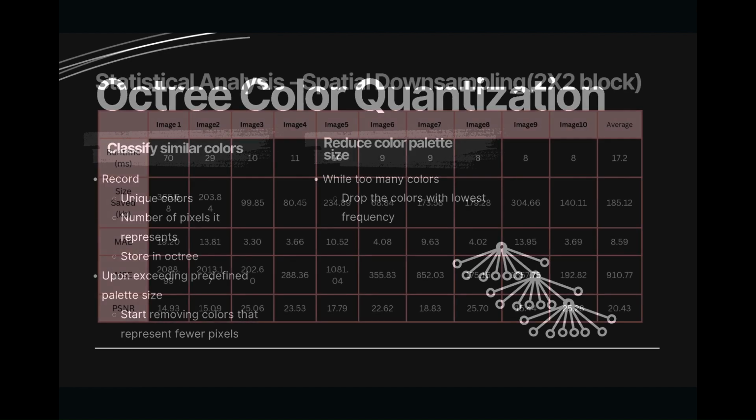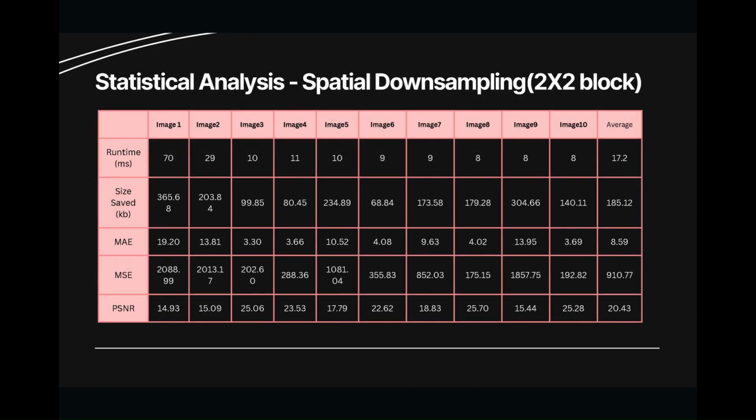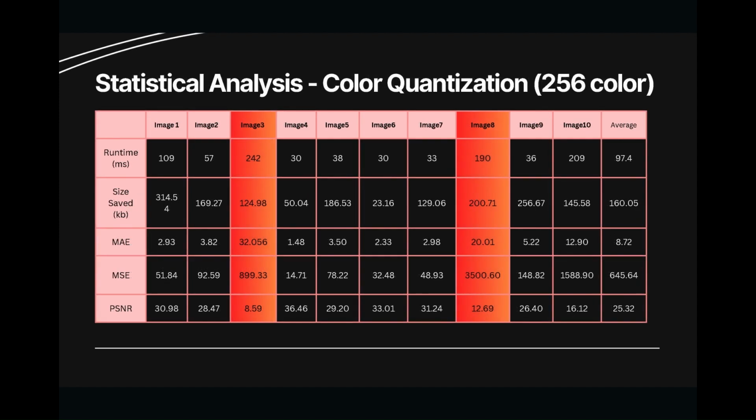Statistically, spatial downsizing has a significantly lower runtime, as there is no need to construct an octree and a color palette. Notably, the runtime is on average 17 milliseconds, and peak signal to noise ratio is consistently around 20, with MSE on average at 900. In contrast, color quantization is able to give higher quality images in many scenarios, as seen with significantly higher PSNR and lower errors across most images.